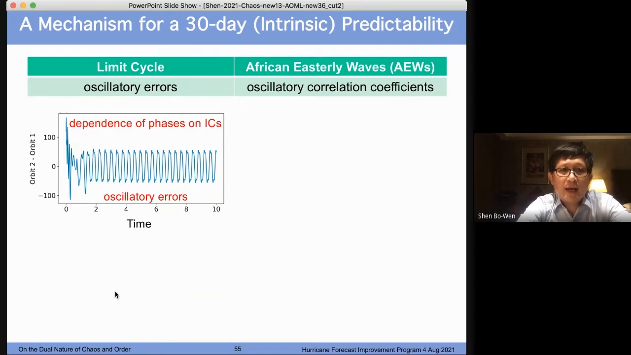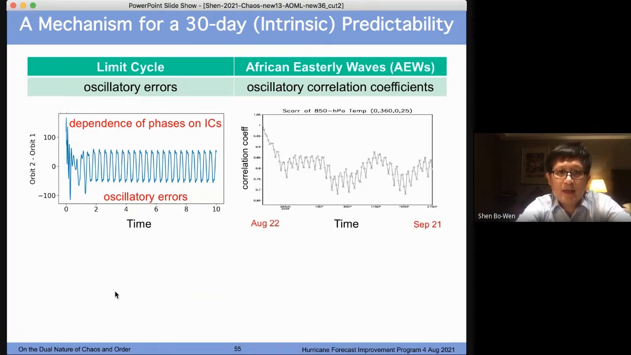We then apply that kind of concept to analyze the 30-day simulations for Hurricane Helene. Horizontal represents time, vertical represents correlation coefficients of 850 millibar temperature against analysis. During this 30-day period from August 22nd to September 21st, the correlation coefficients are above 0.6, indicating good predictions. However, this result displays oscillatory behavior, indicating oscillatory solutions.